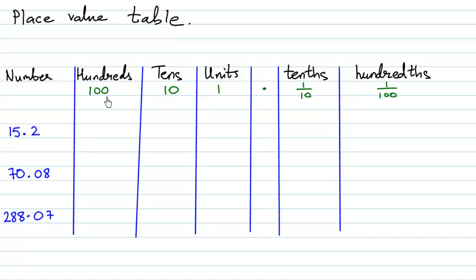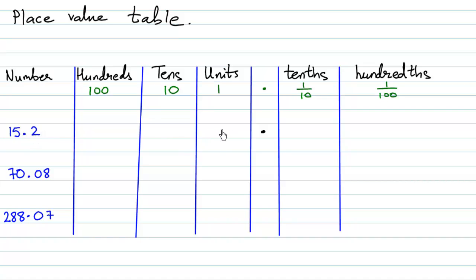And as 100 is written as 100, 10 is written as 10, unit means 1. The tenths place is written as 1 over 10. And the hundredths place is written as 1 over 100. And then the thousandths place would be written as 1 over 1000, and so on. So in order to write 15.2, we should write the point below the decimal point.